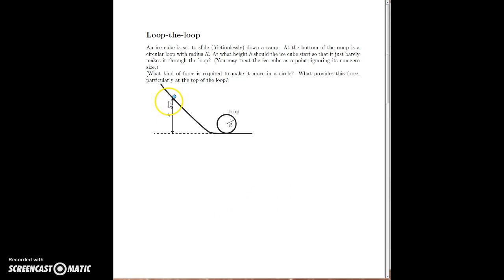In the problem, we've got an ice cube that's set to slide frictionlessly down this ramp, and at the bottom it hits this loop-the-loop that's got a radius r. And the question is, at what height h should we start the ice cube so that it just barely makes it around through this loop? And there's some additional information about it right here, and some hints, and so on.